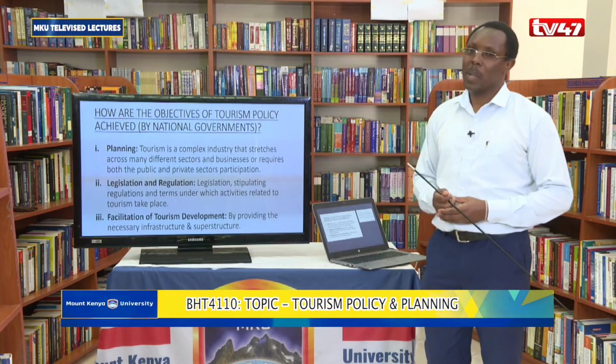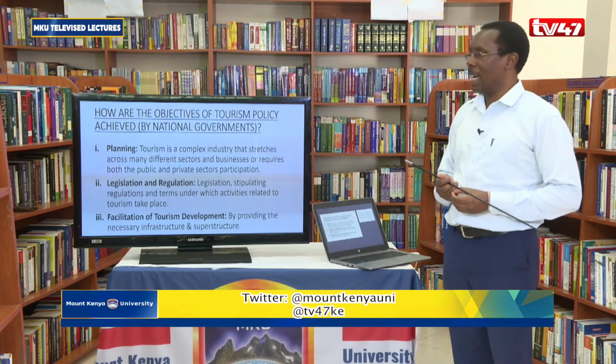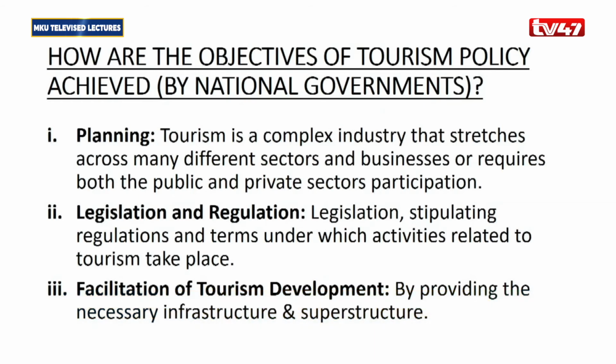Number one, planning. We know that tourism is a complex industry that stretches across many different sectors and businesses, and therefore it requires public and private participation. So the Ministry of Tourism and Wildlife cannot do everything. The county government, the Department of Tourism, cannot do everything alone, but they need also to involve other stakeholders. And that has been done. So every time we are doing tourism planning, we involve all the stakeholders so that their interests are taken care of. And eventually they are the people who will be implementing the decisions that have been agreed upon. So one way to achieve the objective of tourism policy is through planning. And we will be looking at the essence of tourism planning later on in this lesson.